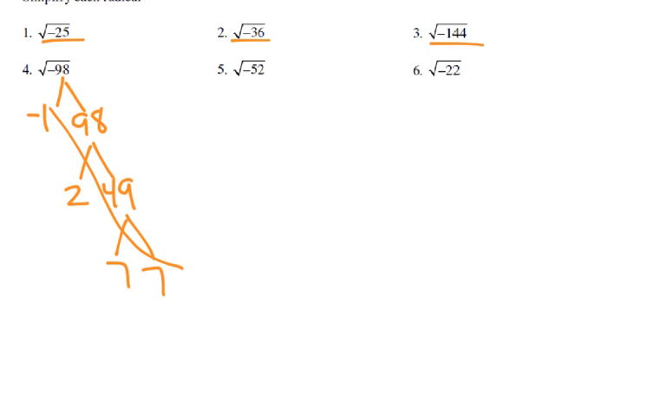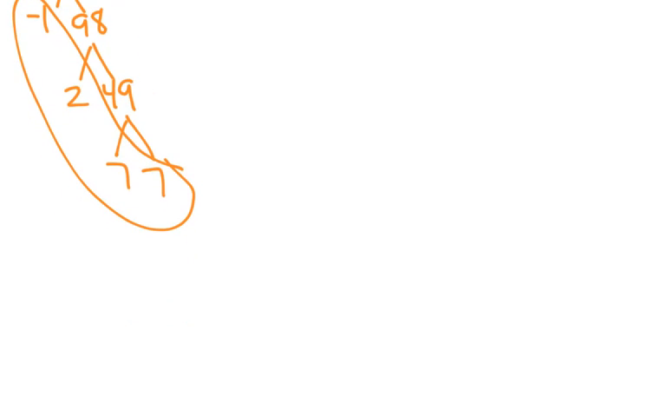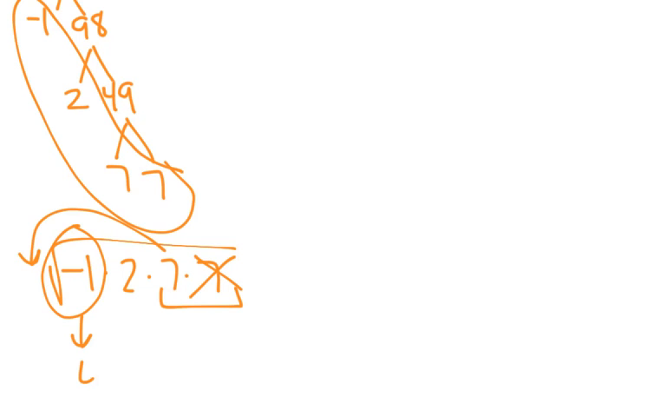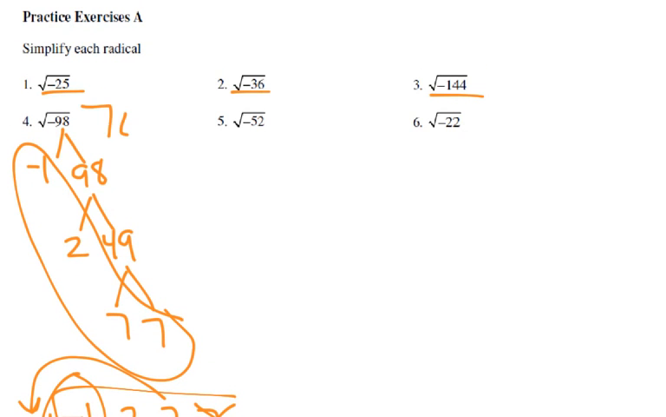Okay, so basically this is what we've got, right? We've got the square root of negative 1 times 2 times 7 times 7. And in the square root, we look for sets of 2. So I've got 2 7s, so I know that we'll pull one out, kill the other one. I also know the square root of negative 1 is going to be i. So I'm going to have 7 times i times the square root of 2. So you'd write that 7i root 2. The i goes in front of the square root.